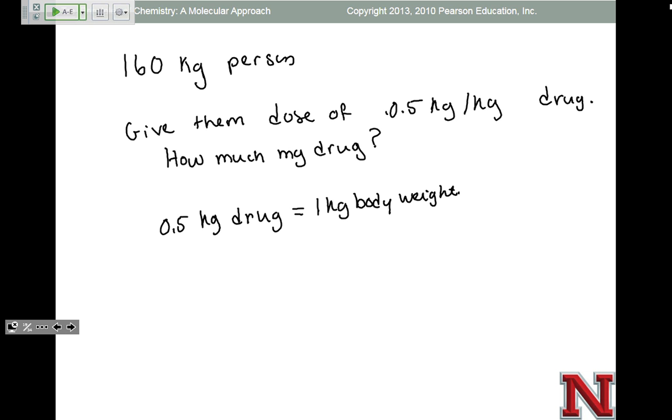So when I'm starting my relationship, I am converting my kilograms of body weight to my kilogram of drug. And then, of course, you convert that to milligrams after. So let's just say we're looking for it in kilograms.